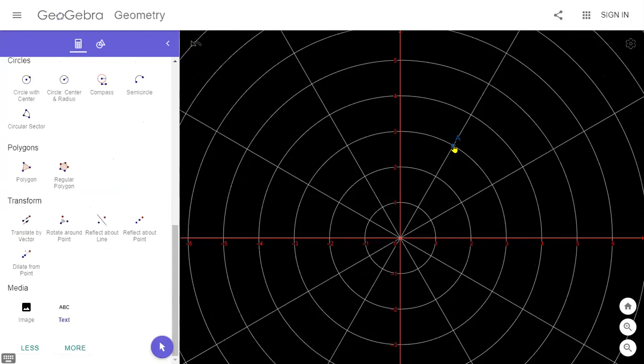This point A lies on which circle? First circle, second, third circle. This point A lies on the third circle, so the radius is 3 units. The corresponding radius of this point A is 3 units, because it lies on the third circle here on this graph.